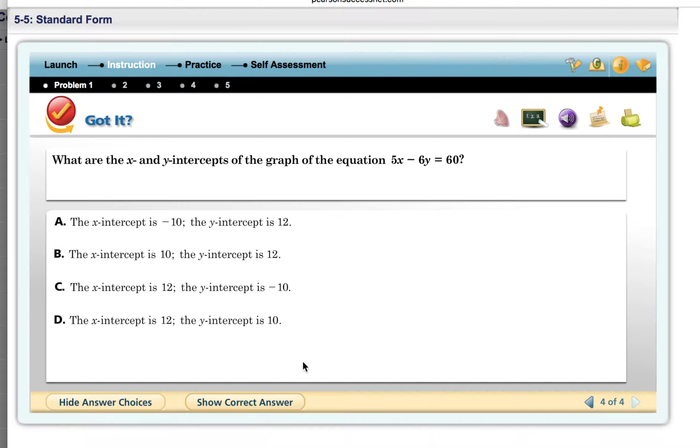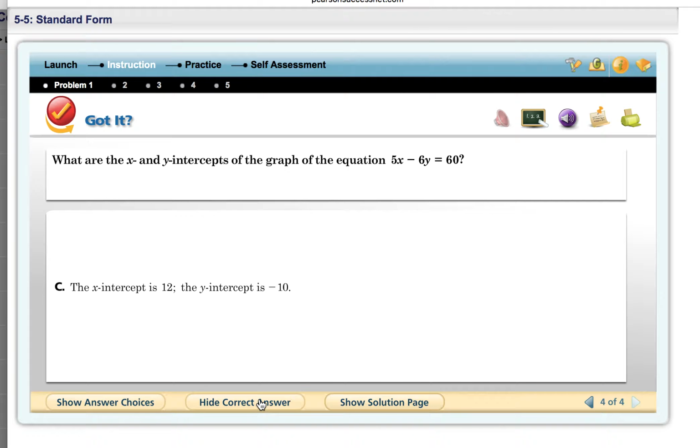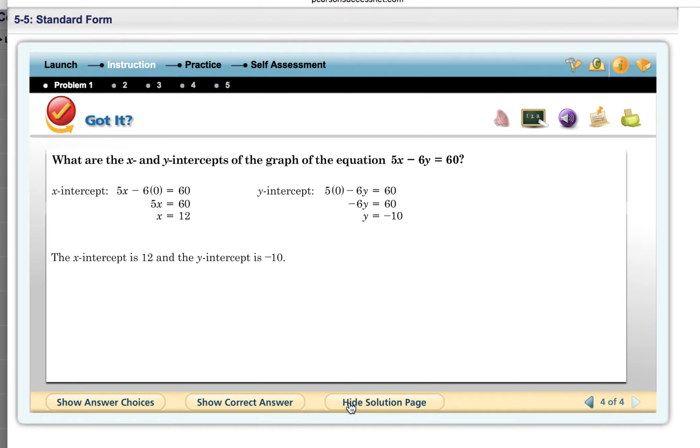All right, so here are some possible answers. Hopefully you got one that looks like at least one of these, and hopefully it's the right one. The correct answer in this case is the x-intercept is 12 and the y-intercept is negative 10. So here's the solution to this problem.